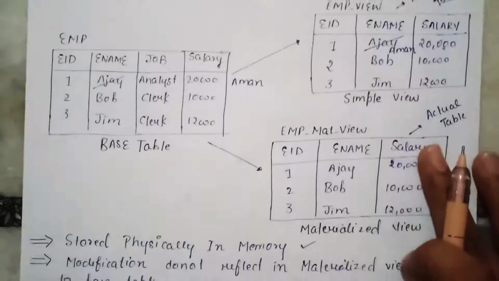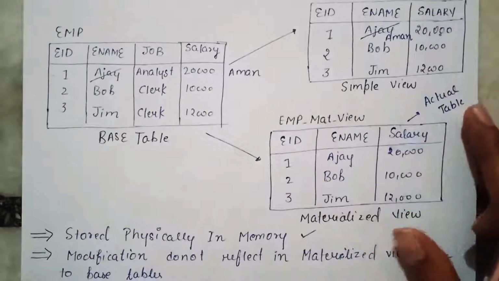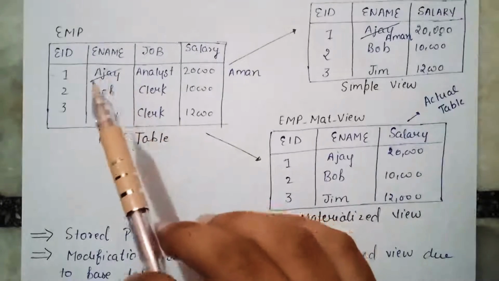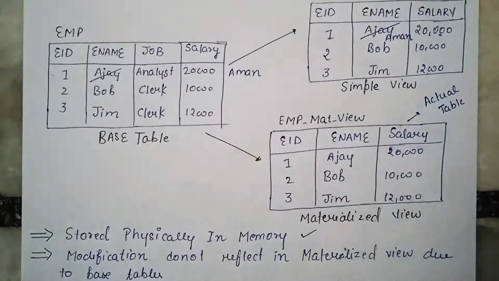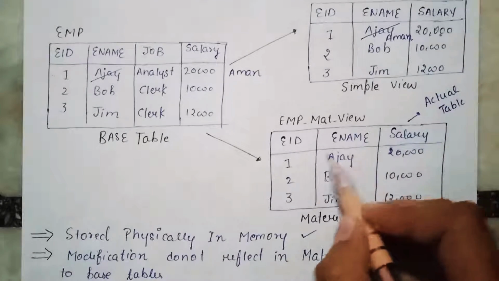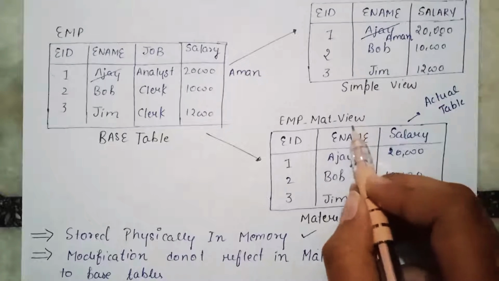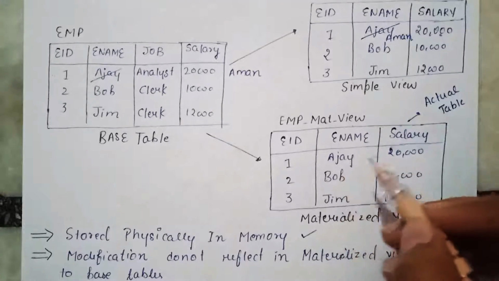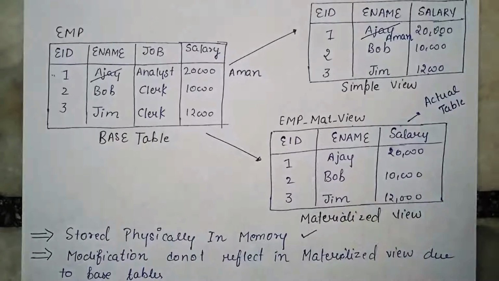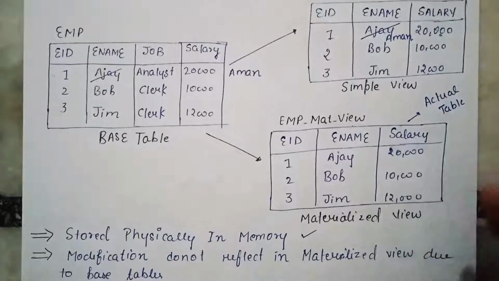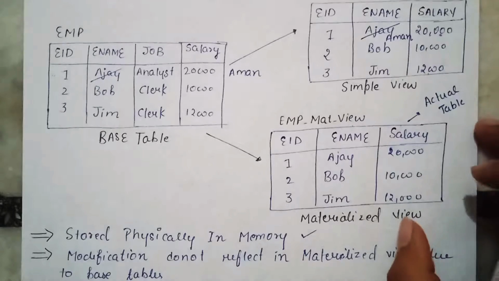But if we open the materialized view after performing this update in the base table, the name Ajay will not change, it will stay the same. What is the reason behind it? Because there is a copy of Ajay stored in this materialized view. It is not the actual value, just a copy of this value that is stored somewhere else in the memory. So this is the basic idea of materialized views.